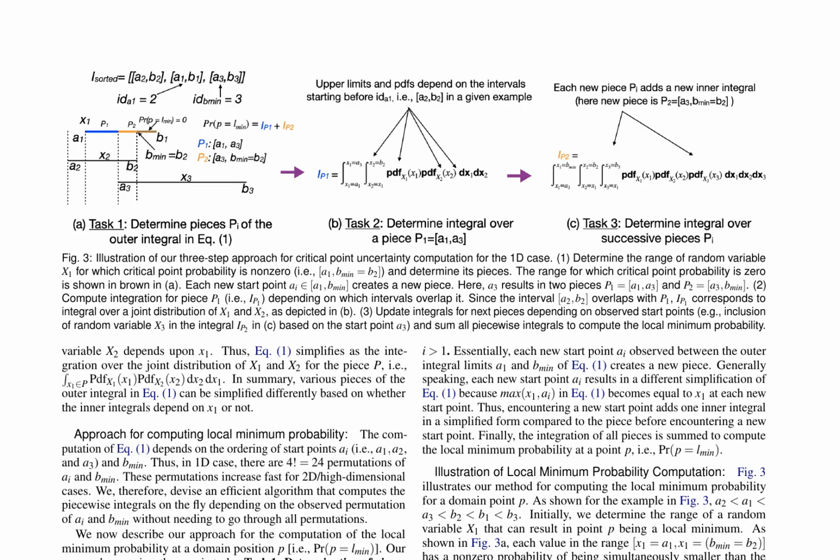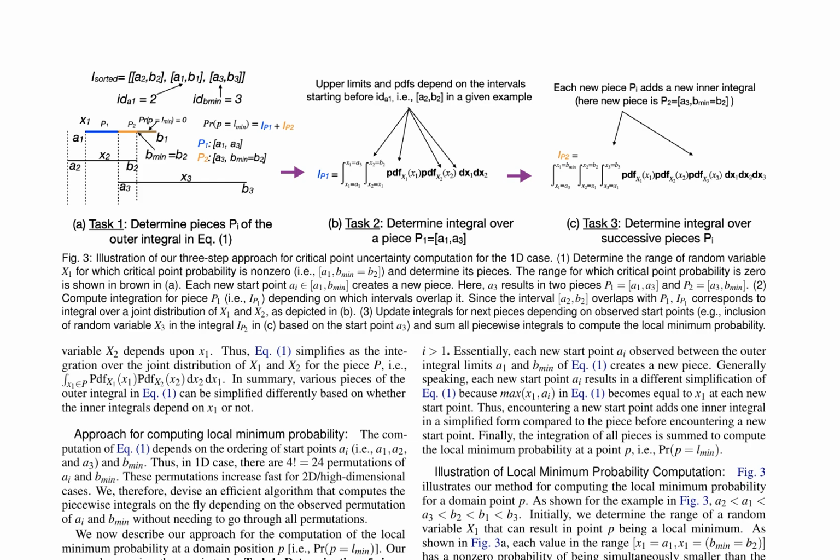A novel 3-step approach is presented for computing the local minimum probability at a domain point P, denoted as PR, P equals L min, in a 1D case. This approach involves determining the pieces of the outer integral in equation 1, computing the integration for each piece, and updating the integrals for successive pieces depending on observed start points.